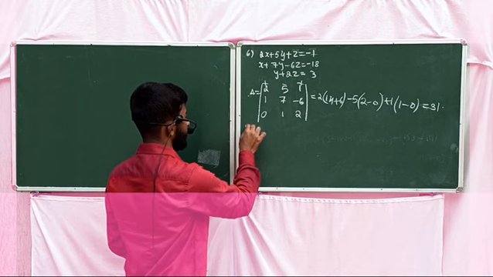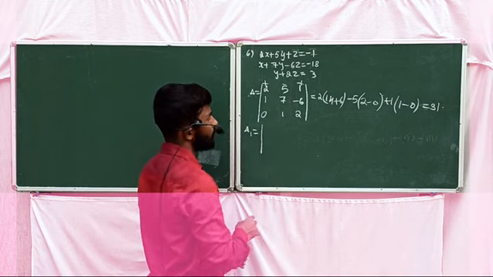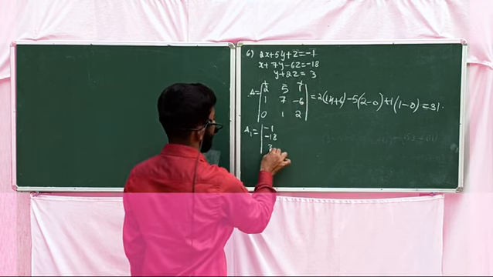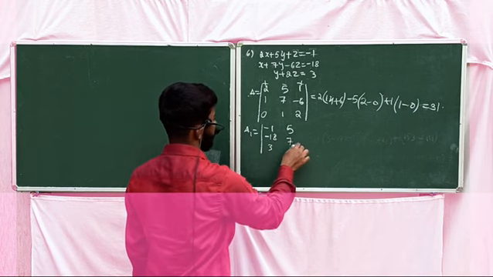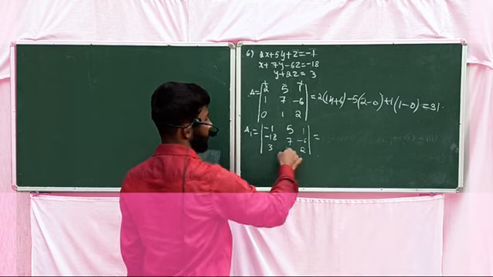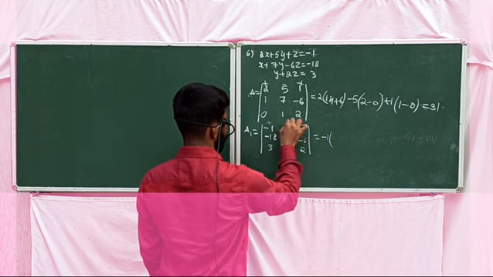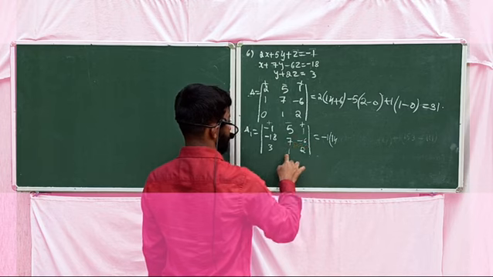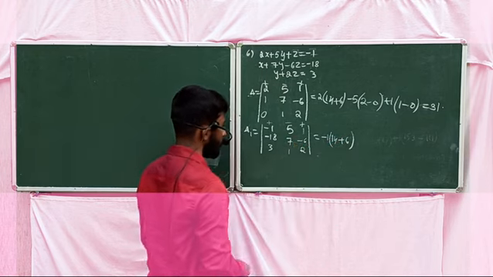Next, calculate the delta 1 value. Delta 1 is equal to, replace coefficients of x by the constant terms, minus 1, minus 18 and 3. Coefficients of y, 5, 7, 1 and coefficients of z, 1, minus 6, 2. Again calculate the determinant value, minus 1 into 14, minus 6 into 1 minus 6, 1 minus by the formula, so it's equal to plus 6.